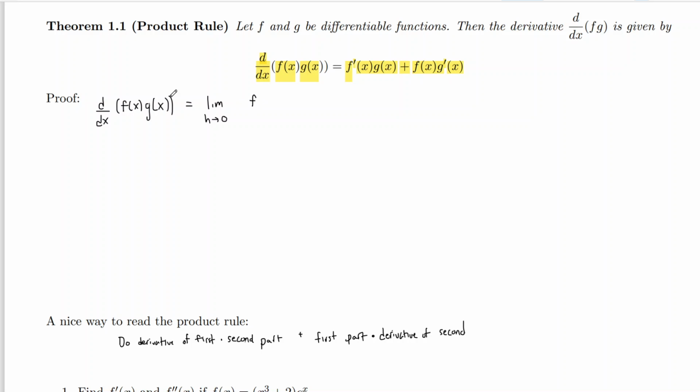We do f of x plus h, but we're talking about the function here being f of x times g of x, so visually it would be f of x plus h times g of x plus h. We're taking our function, we're replacing x everywhere with x plus h. We subtract off the function itself, which is just f of x times g of x, all over just h.